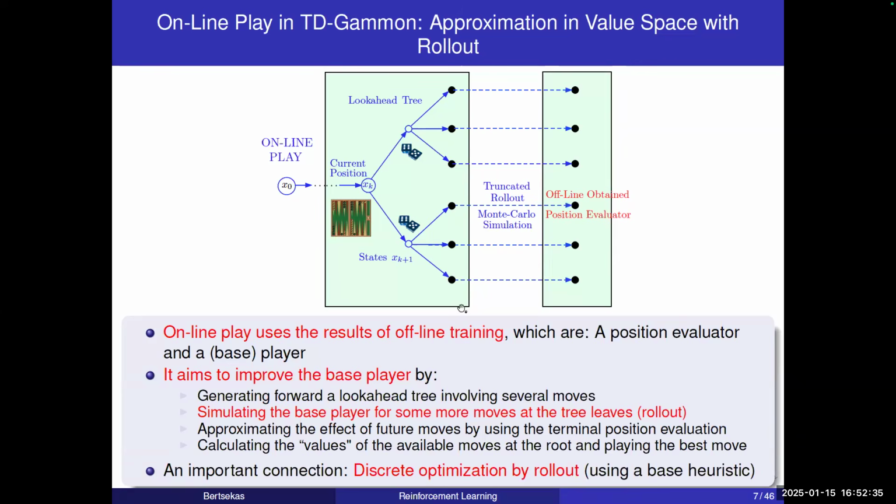Now, this rollout idea, extending the look-ahead economically, will also play an important role in other contexts, in particular in discrete optimization problems, like traveling salesman problems, routing problems, scheduling problems, and so on. And the role of the base player is going to be taken over by a base heuristic, some heuristic algorithms to extend the look-ahead. So if you look at the previous figure and this figure, TD-Gammon is more general than AlphaZero, you might say.